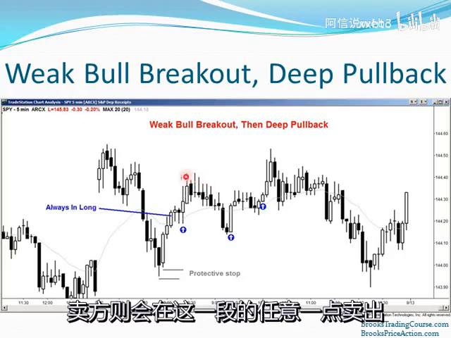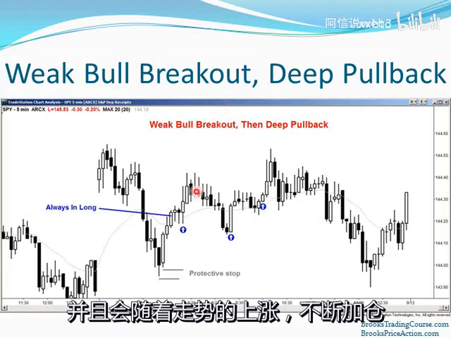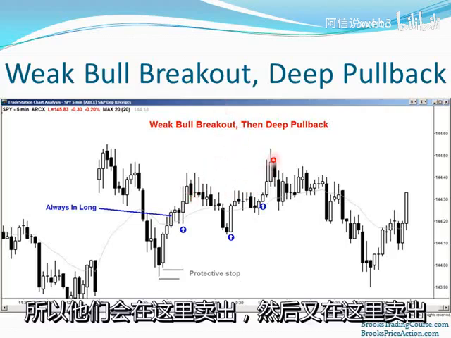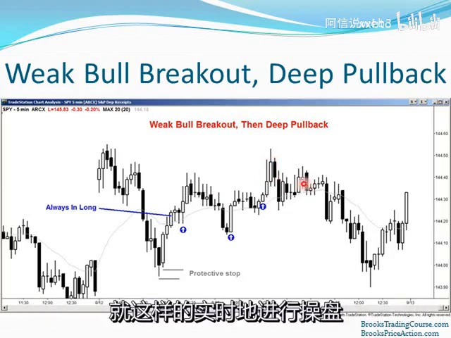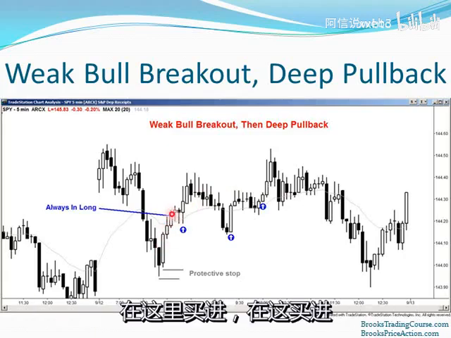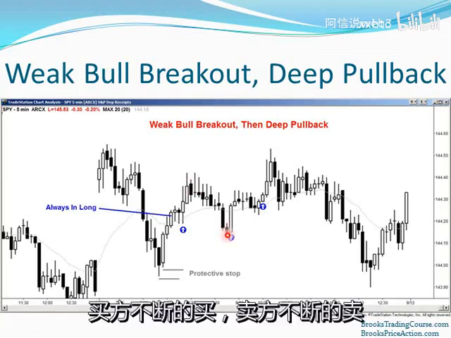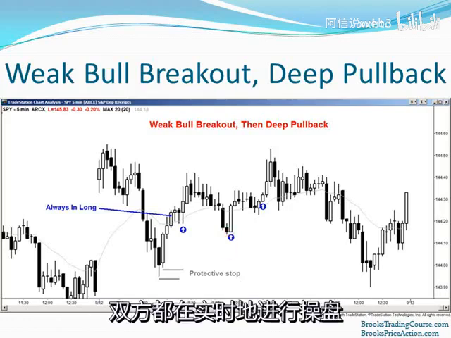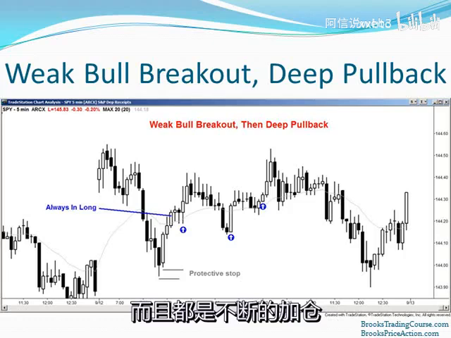The bears will sell anywhere in here. Who knows where their stop is? It may be all the way up here, and they'll scale in higher. So they'll short here, and here, and here, and they're managing their trade. The bulls are buying. They bought all the way up through here. They buy here, they buy above here, they buy this bear breakout, and they buy this. So the bulls are buying, the bears are selling, but both sides are managing their trades. Probably most are scaling in.